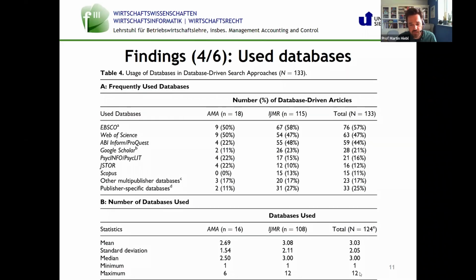And you can see the maximum number is 12 databases here. So some papers have really just used all databases, which of course creates a lot of duplicate search hits, but still you can be sure that you're rather comprehensive then.